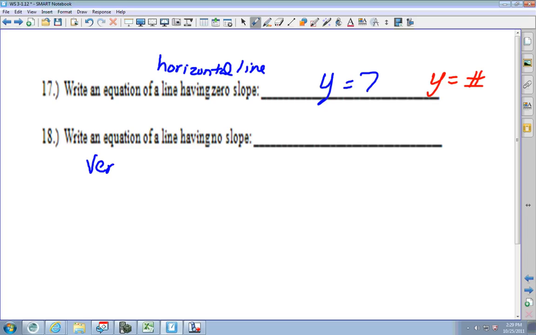That is a vertical line. Remember, a vertical line is like a wall, goes up and down. We can't climb up and down the wall. Well, on this one, it's going to be maybe x equals 7. It's got to be x equals and then the number. Okay, that's what's going to give you a vertical line.